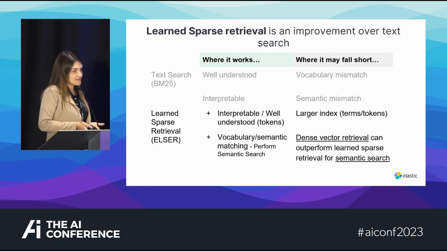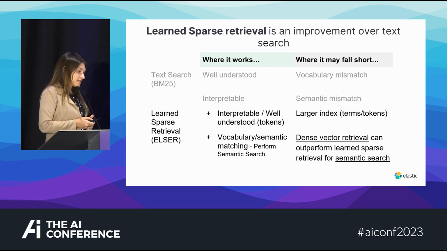But where it may fall short in this case is that, as expected, you would have a larger index because you have more tokens, you have more terms. Of course, I can say the same for dense retrieval too, if you have high dimensionality, but comparing specifically to lexical matching, then you can see that you have more terms in the end.